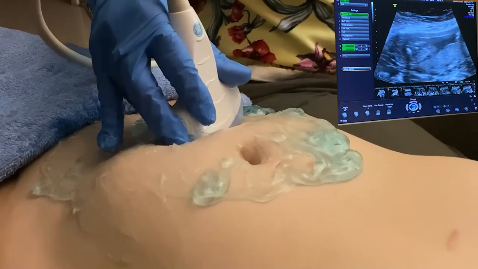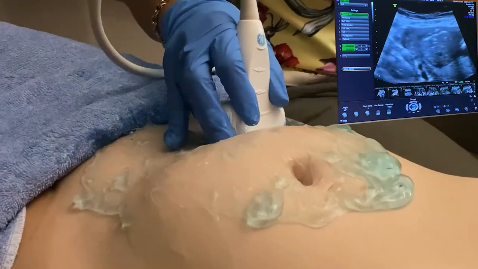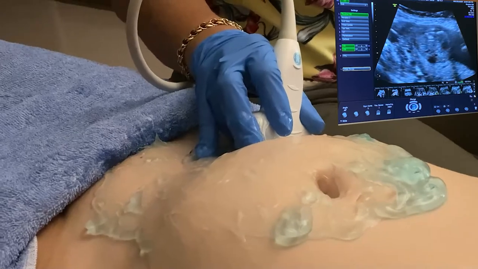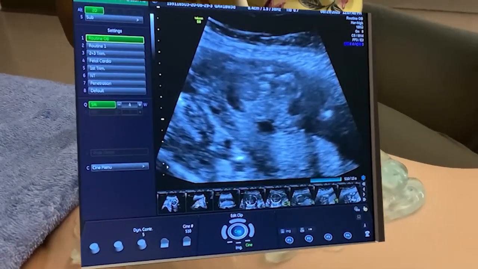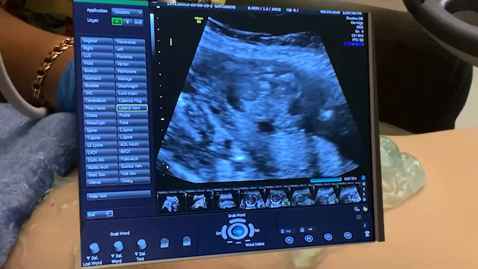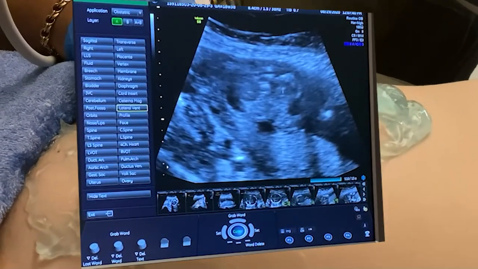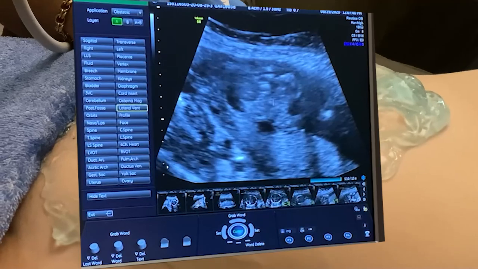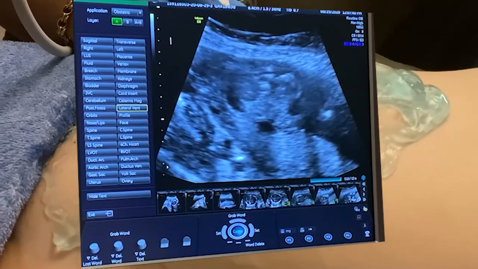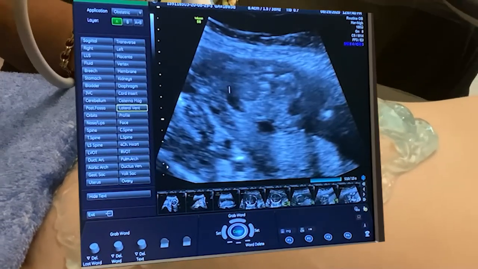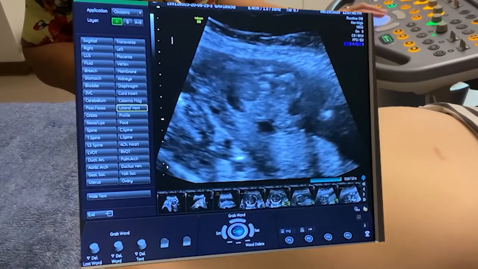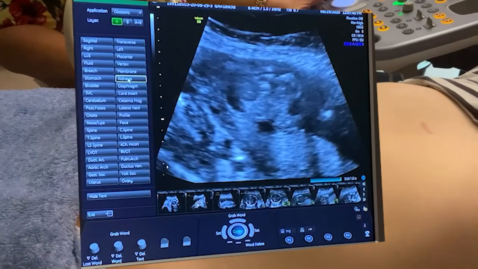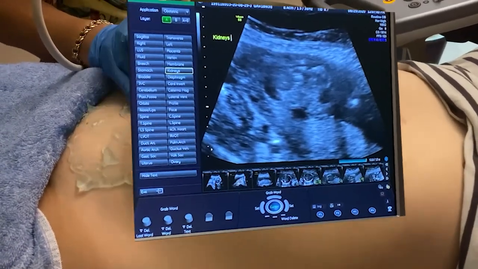Now that we have the biometry done, I'm going to look for the kidneys. And we're just going to do a basic anatomy scan. And the kidneys are slightly hypoechoic to the liver, or about the same. In this case, we can see that they're hypoechoic, and that's perfectly normal. We see no fluid collections around it, as we should not see that. The kidneys should just look like kidneys.